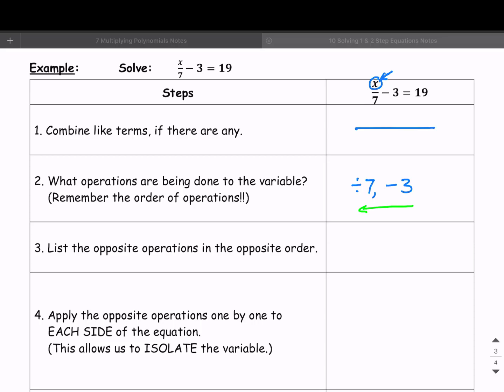What's the opposite of subtracting 3? That's adding 3. What's the opposite of dividing by 7? That's multiplying by 7. So here we go.